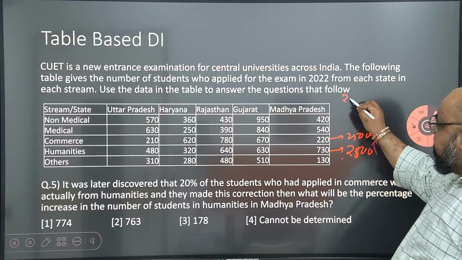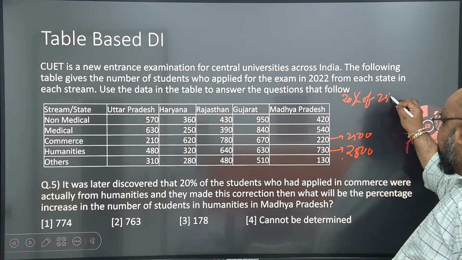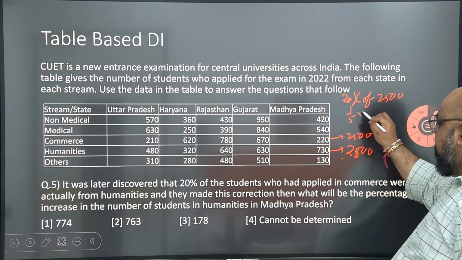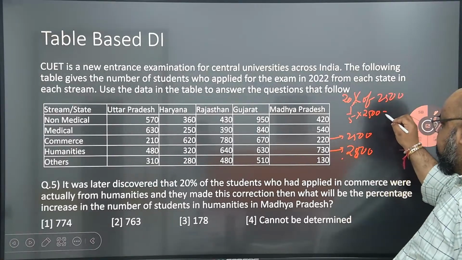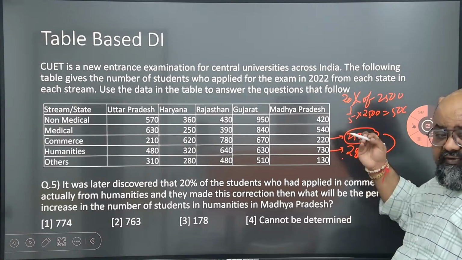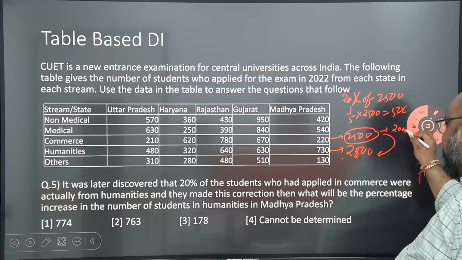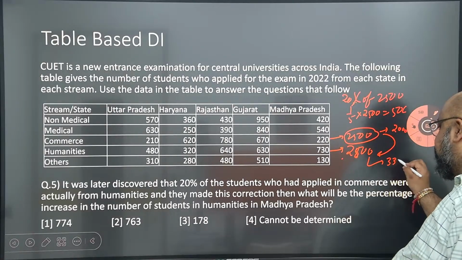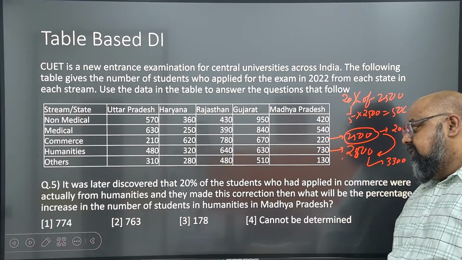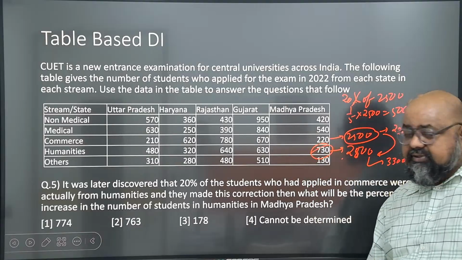So 20% of 2500, 20% is 1 by 5. It's another 500. So 500 of these students are actually from here. So if that change is made, commerce में सिर्फ 2000 students रह जाएंगे और यहाँ पे 3300 students हो जाएंगे. बोल रहे what will be the percentage change in मध्य प्रदेश? यहाँ पे what will be the increase?